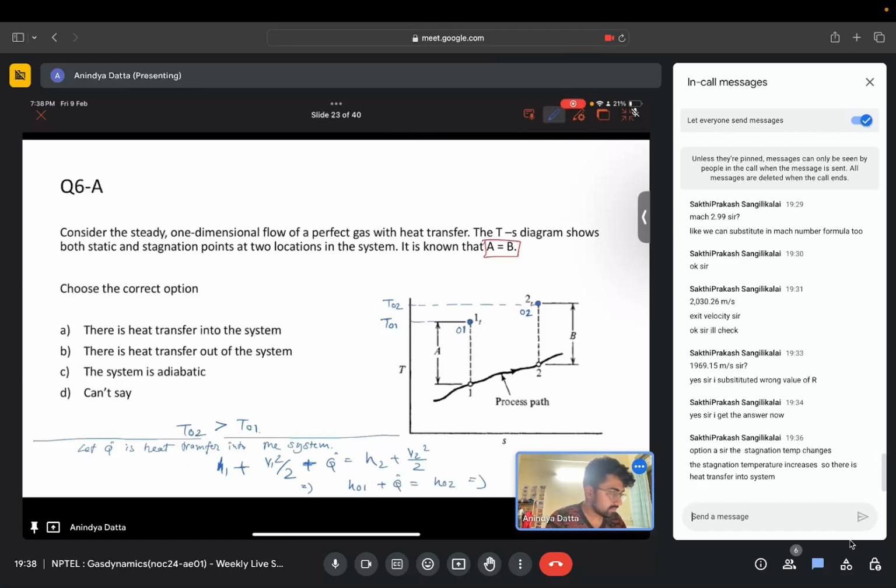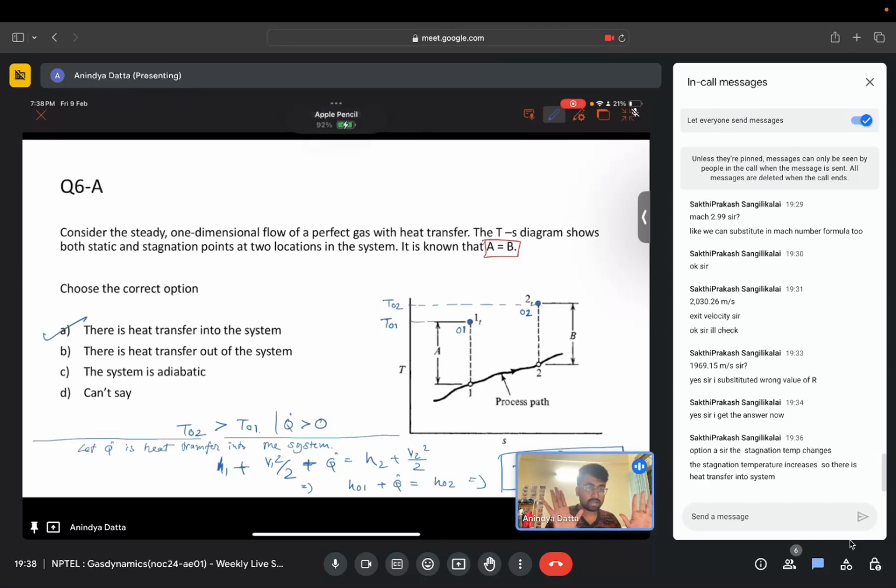If we write in terms of stagnation temperature, this will be T01 plus Q dot by Cp is equal to T02. If T02 has to be greater than T01, Q dot has to be positive. Q dot is greater than 0, which means there is heat transfer into the system.